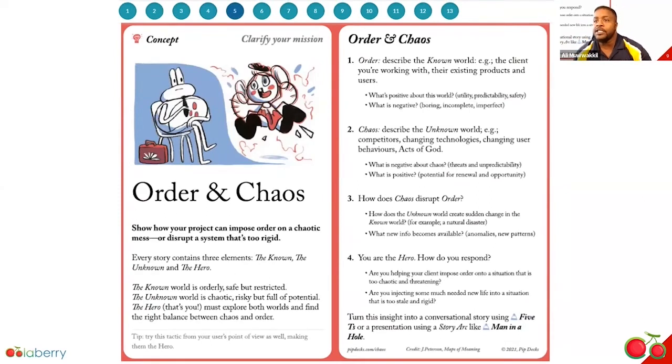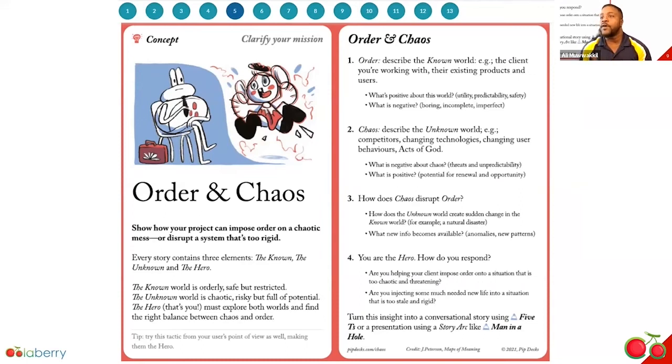Show how your project can impose order on a chaotic mess or disrupt a system that's too rigid. Every story contains 3 elements: the known, the unknown, and the hero. The known world is orderly, safe, but restricted. The unknown world is chaotic, risky, but full of potential. The hero, that's you, must explore both worlds and find the right balance between chaos and order.